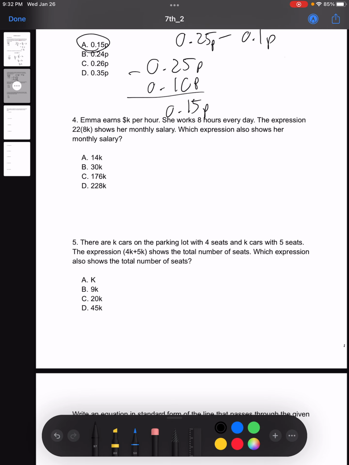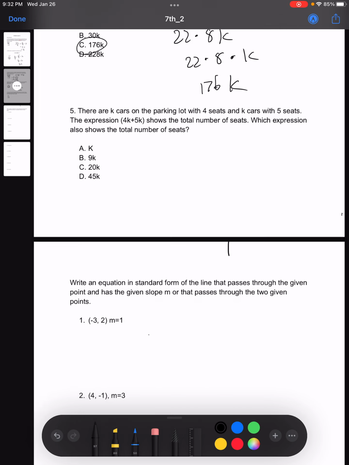Moving on to number 4. Emma earns $K per hour. She works 8 hours every day. The expression 22 times 8k shows her monthly salary. Which expression also shows her monthly salary? We have 22 times 8k. We could rewrite that as 22 times 8 times k. And then we can just simplify the 22 times 8 first. 22 times 8 would be 176k. So our answer in this case would be C.